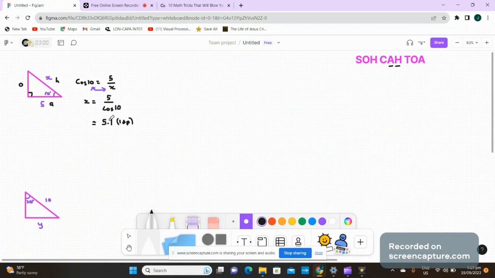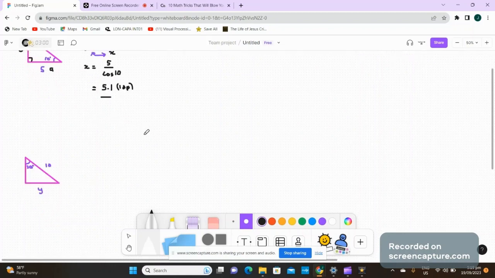And just checking this answer, we see that the angle is pretty small, and that means this opposite side isn't going to be very large, and therefore this x is probably only just going to be bigger than 5. So it seems that our answer is correct.